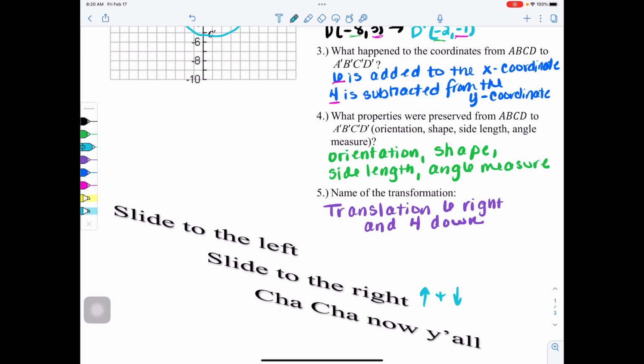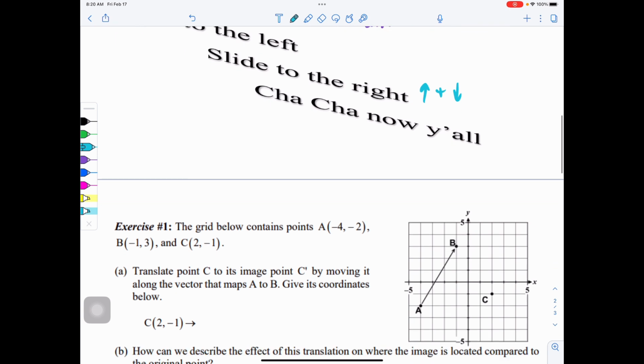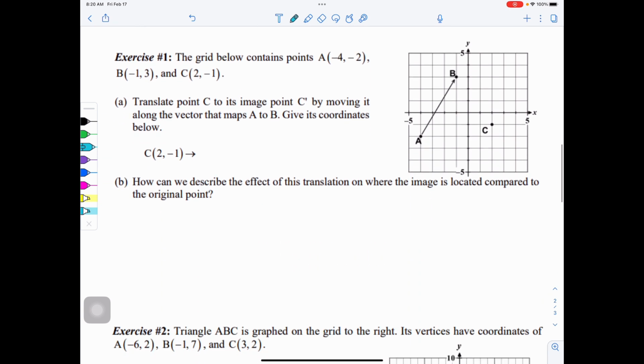Okay? So now that we investigated that, let's take a look at some examples and exercises together. In exercise 1, it says the grid below contains points A, negative 4, negative 2, B, negative 1, 3, and C, 2, negative 1. Okay? So in part A, it says translate point C to its image point C prime by moving it along the vector. So I want you to underline that. That maps A to B.